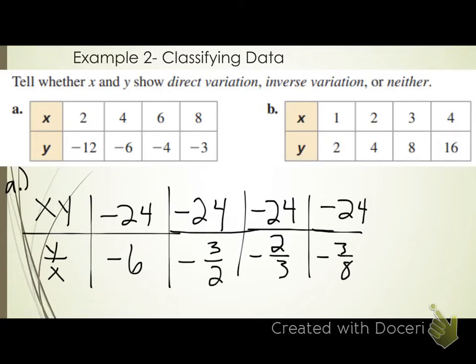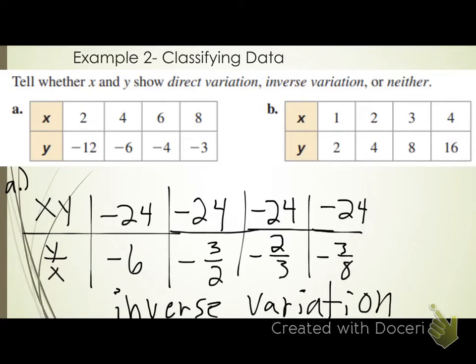So which has the constant thing going on? The product between x and y or the quotient between x and y? Product. It's negative 24 each and every single time, isn't it? So up at the top of your paper, was it direct or inverse variation that had a equals x times y? Inverse, right? So, since the product is constant, would you say this is inverse or direct? Inverse variation. Does everyone see that?